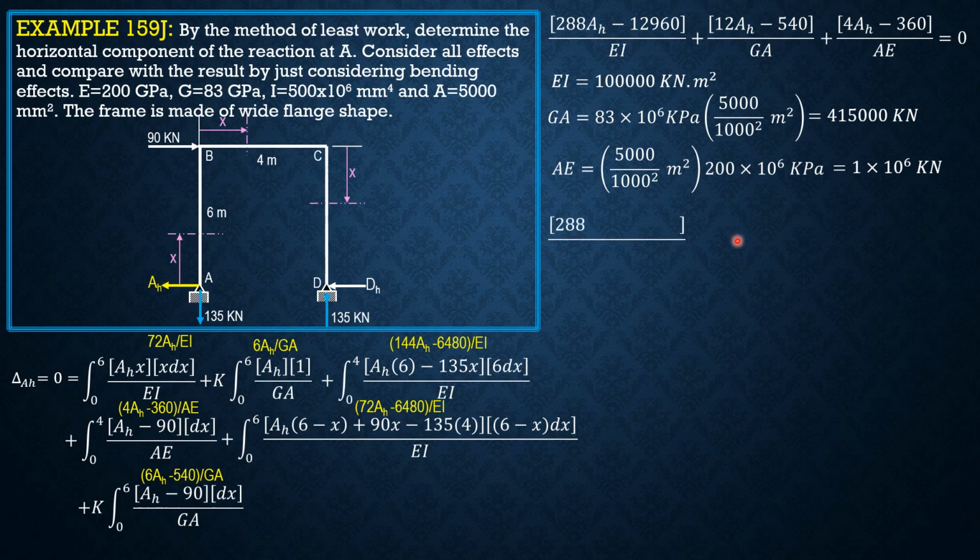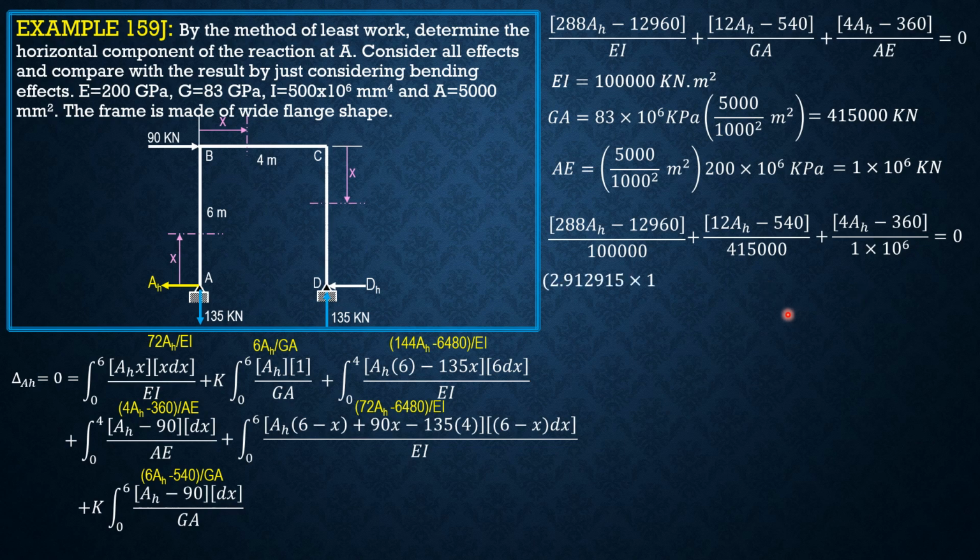So substituting, 288 EH minus 12,960 over 100,000, plus quantity 12 EH minus 540 over 415,000, then plus 4 EH minus 360 over 1 times 10 to the 6 equals 0. So from here, combining like terms, you get 2.912915 times 10 to the negative 3 AH, then equals, for the constant combined, 0.1312612. So from here we can solve EH. EH is equal to 45.062 kilonewtons, and since it is positive, it is leftward.